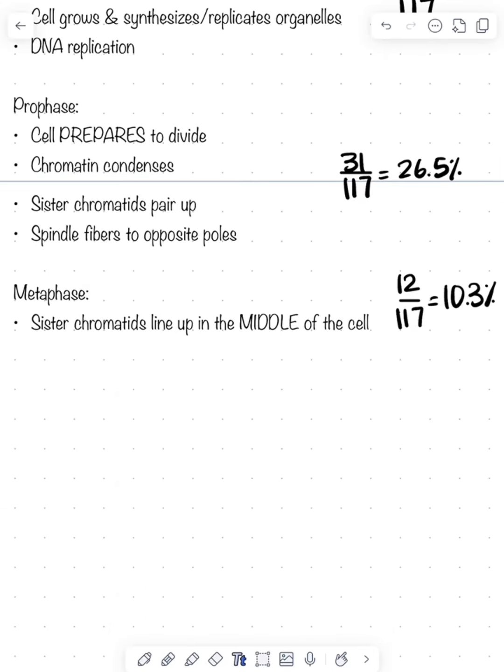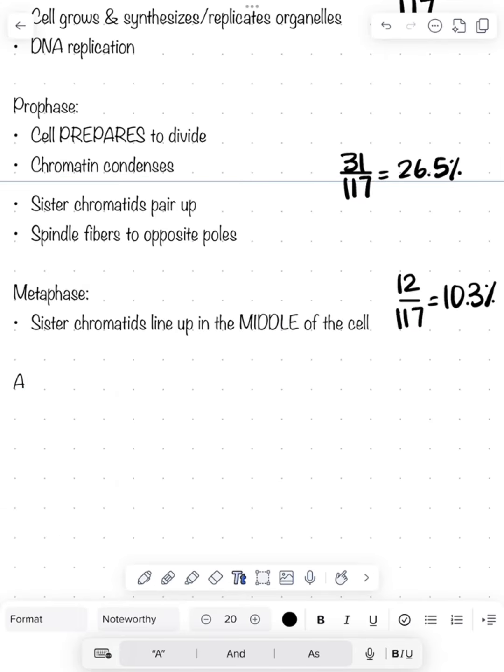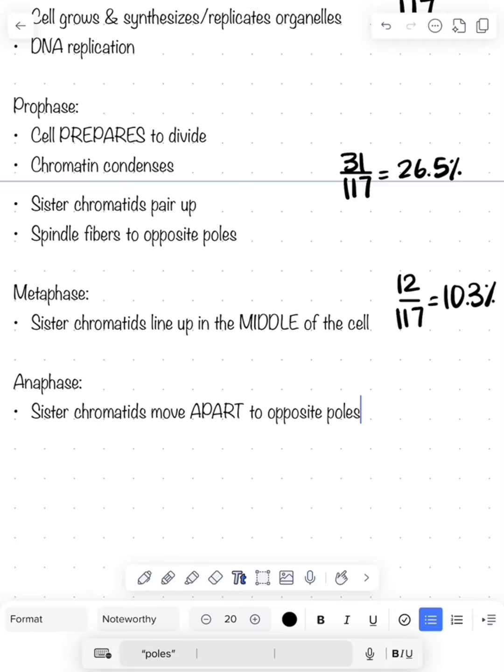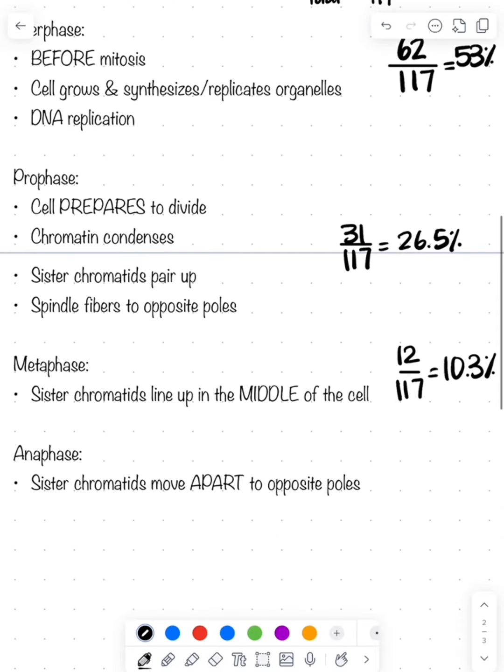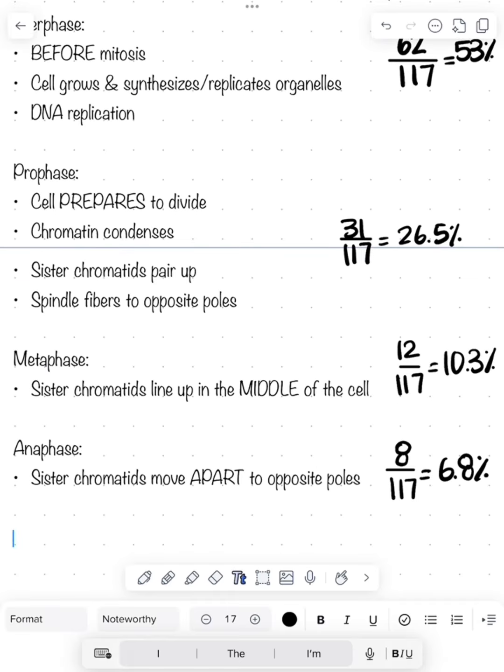And our next phase is going to be anaphase. Anaphase is when those kinetochore microtubules have started to pull our sister chromatids to opposite poles. And so they're going to move apart. So I have 8 cells in this phase. 8 divided by 117 gives me 6.8%. Now I forgot to fill in the chart, so we'll do that later.